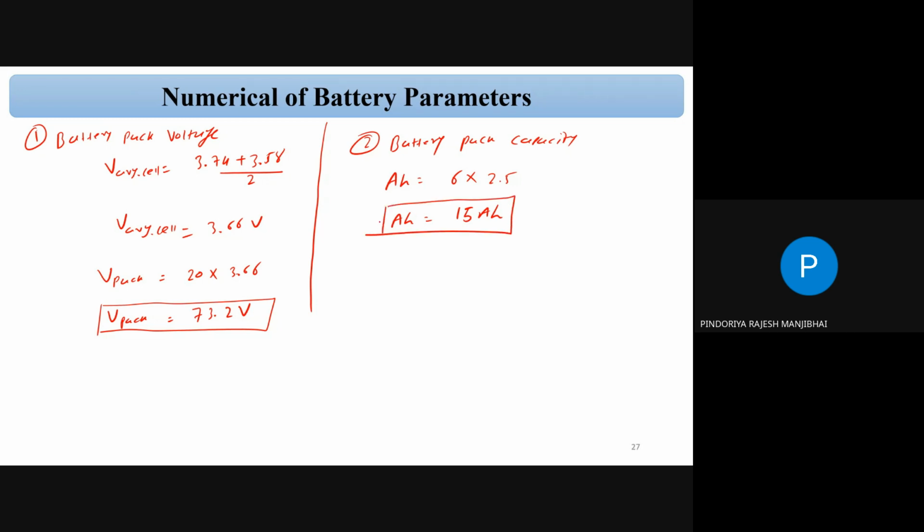But we can also find out the watt hour. Otherwise, ampere hour is sufficient, or you can say the watt hour. So 73.2 into 15, the total watt hour is 1098. 1098 watt hour. Otherwise, maybe you can convert into kilowatt hours, that is up to you. Okay, there is the battery pack capacity.